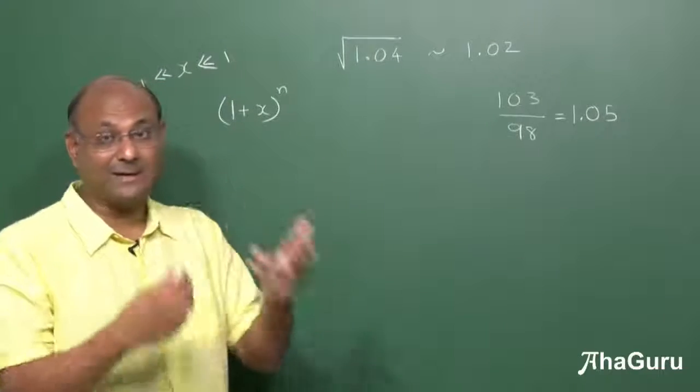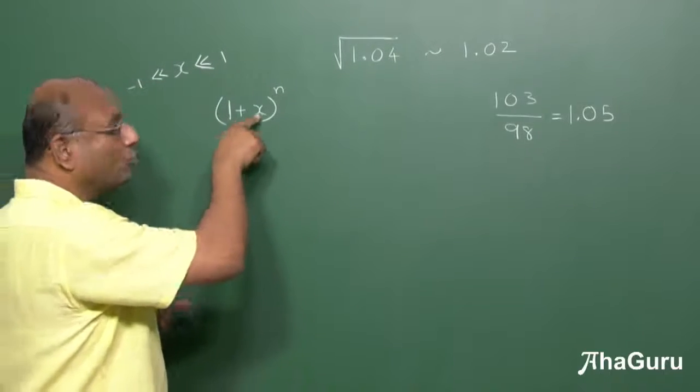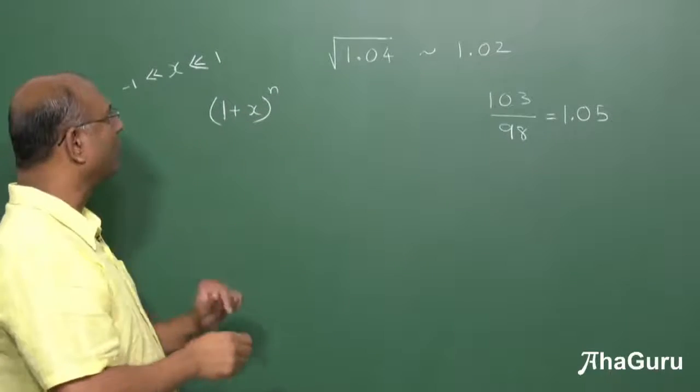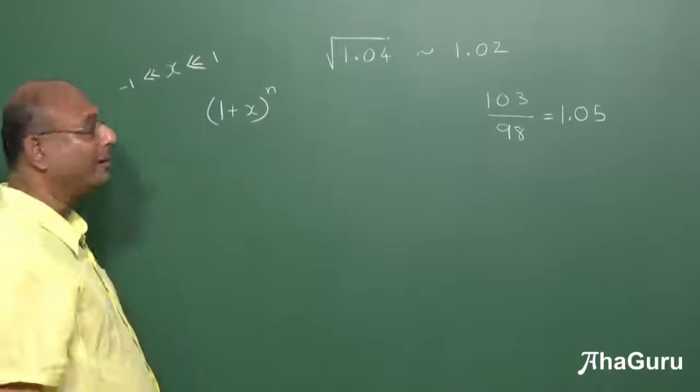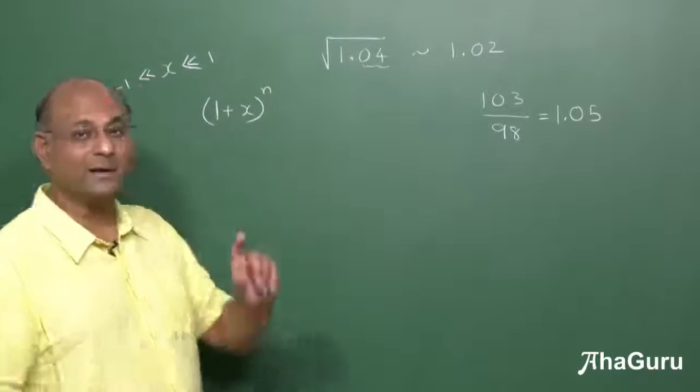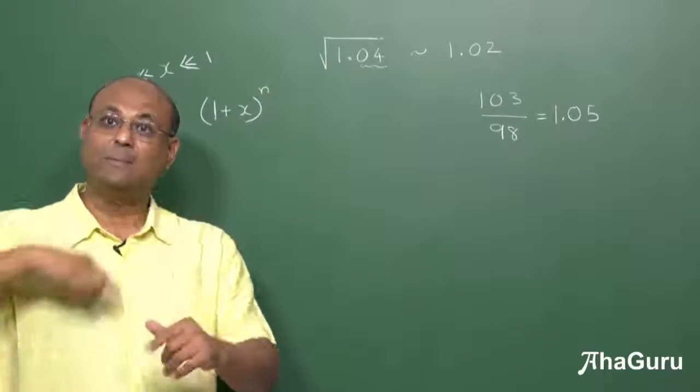Minus 0.1 even better. But it should not be 2. It cannot be more than 1. It cannot even be 0.5, 0.6. That won't work. It has to be very small compared to 1. In 1.04, 0.04 is very small compared to 1. This idea works only with 1 plus.